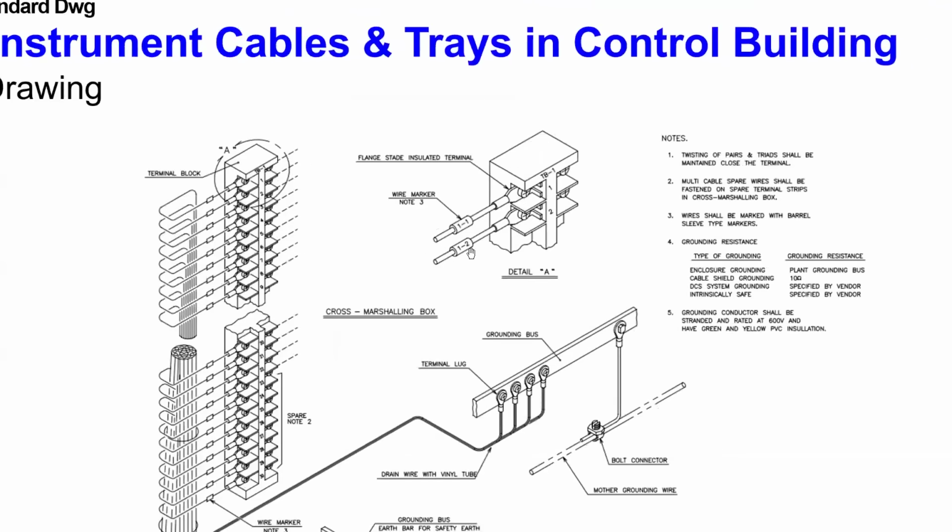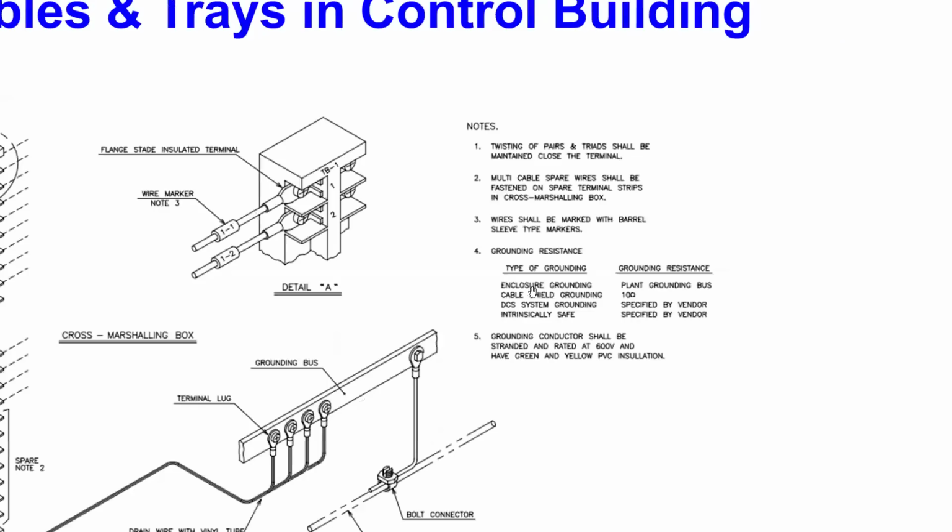And this one also I want to talk about: the grounding resistance. There are types of grounding: enclosure grounding, cable shield grounding, DCS system grounding, IS grounding, all these. When we talk about the plant grounding, the resistance is 10 ohms, which we have already seen in the last drawing. And for system grounding, IS and so on, we can get it from the vendor.